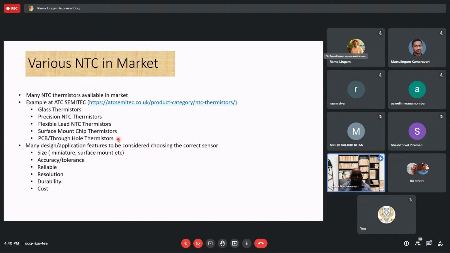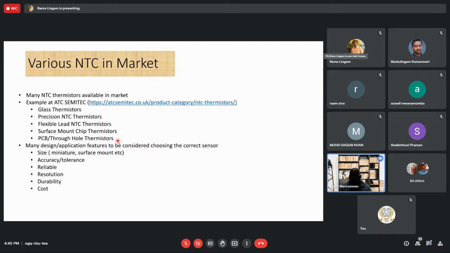So the application determines the choice of the thermistor or sensor. Size: do we want a miniature? Do you want surface mount? We need a very tiny one, like nano scale. And accuracy. Accuracy is also important, because if you talk about nanoscale devices, accuracy will be very high. So that is where we talk about nano sensors.